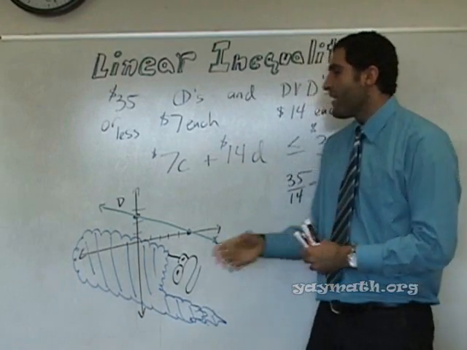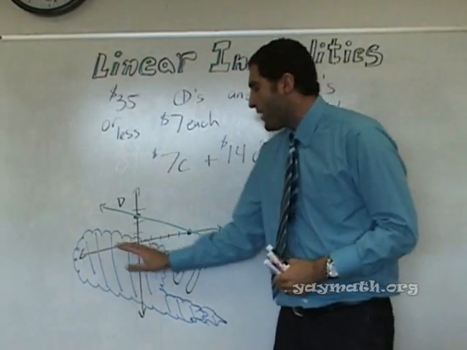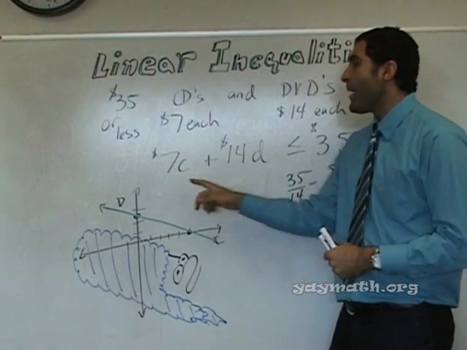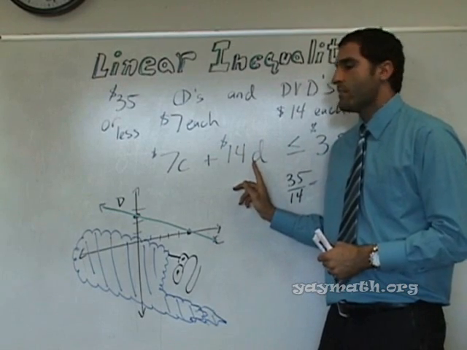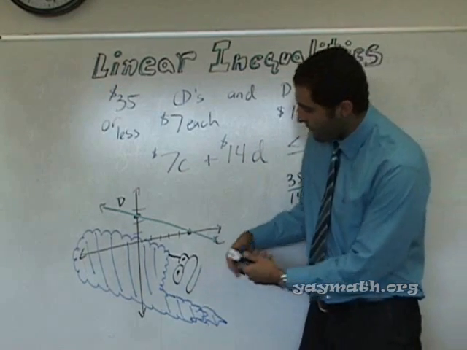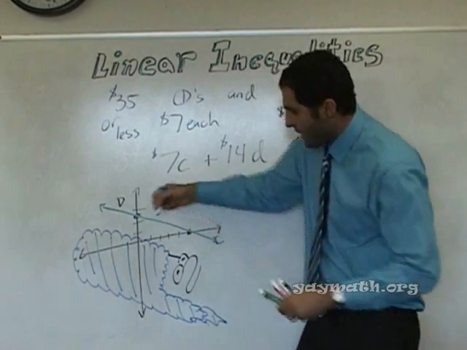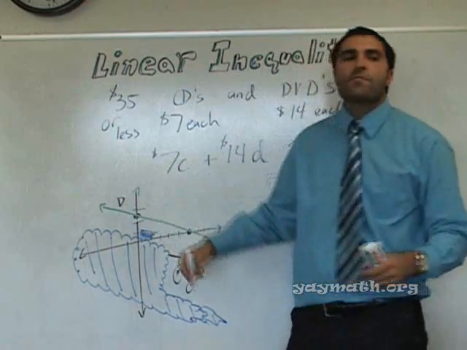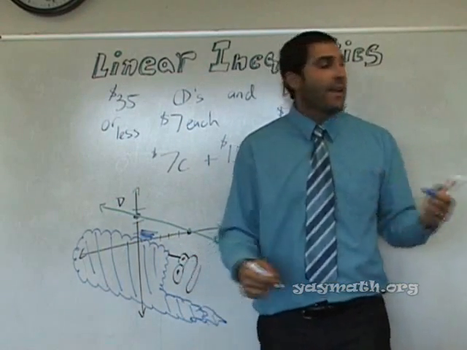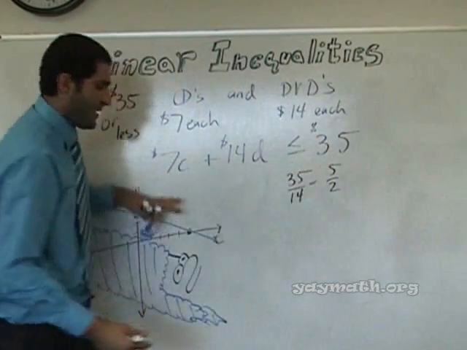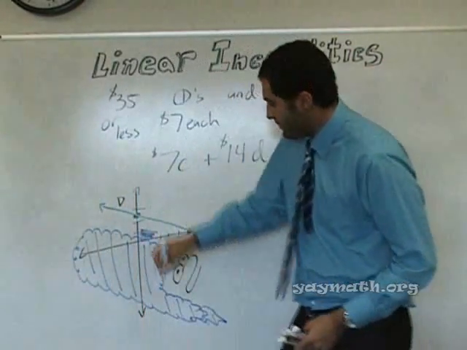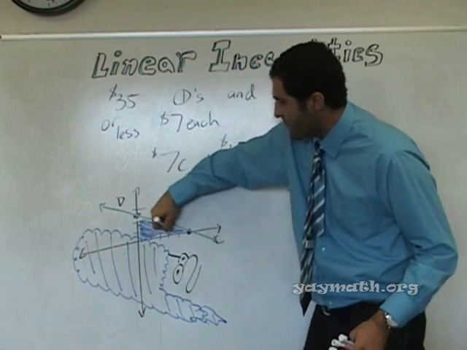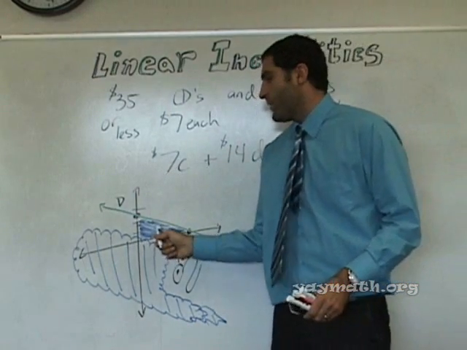Let me ask you a question. Is it true that any point below here will work in the equation? Yes. However, can you buy negative CDs and negative DVDs? No. So in reality, if this was a word problem, algebraically this would all be shaded. So on the SAT, which answer would it be? It would be the triangle here.